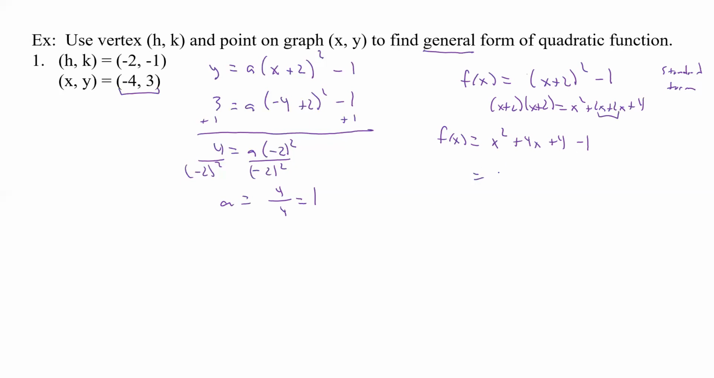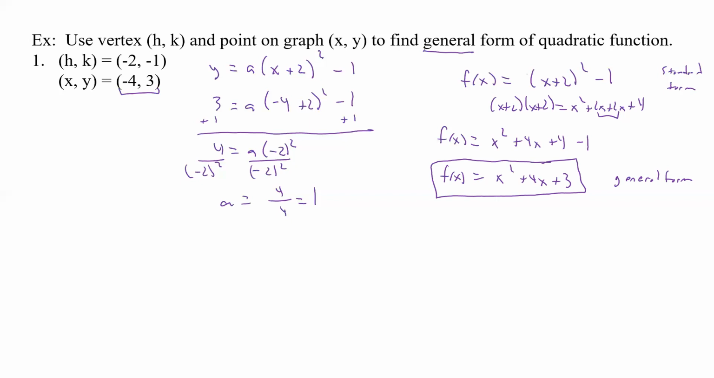All right, so now then f of x equals x squared plus 4x plus 4 minus 1, which is 3. And that then is our general form. Okay, and that's what they wanted us to find. And so that would be our equation.